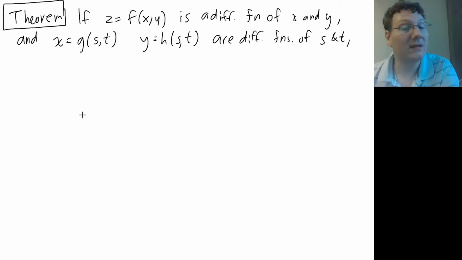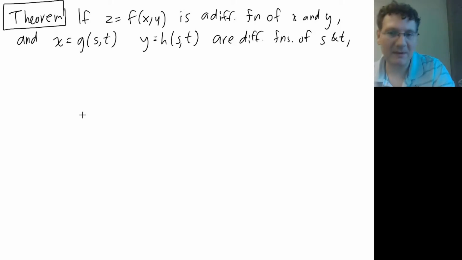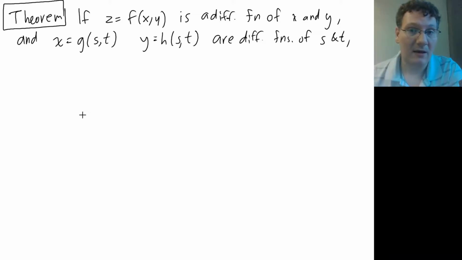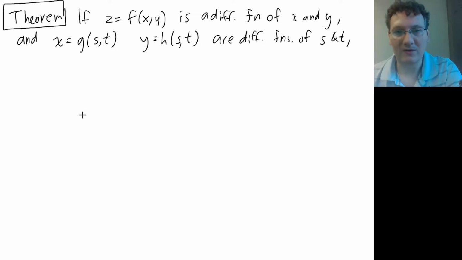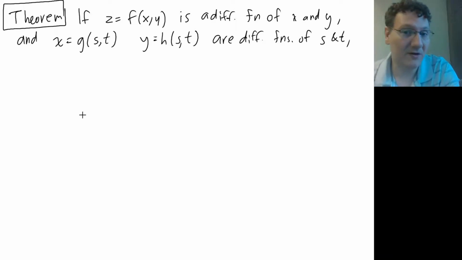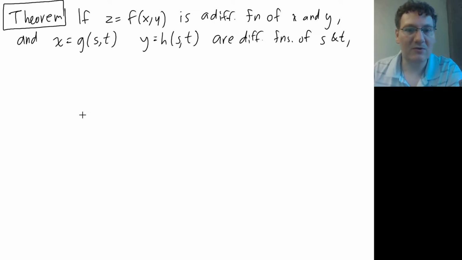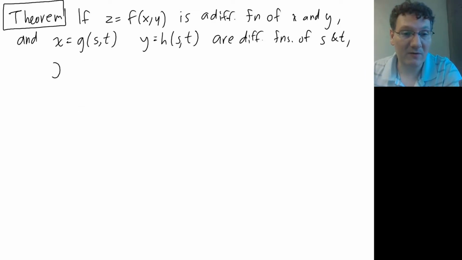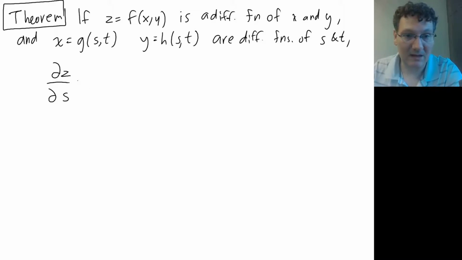Okay, so now we're going to expand the chain rule a little bit. So suppose the same setup, that z is a function of x and y. It's a differentiable function of x and y, and x is not a function of just t, but it's a function of s and t, two variables. y is also a function of s and t, and both are differentiable functions. So now we can look at the partial derivative of z with respect to s, for example.